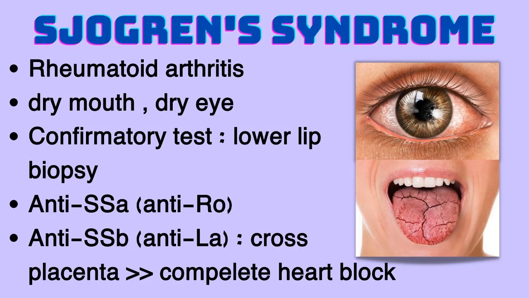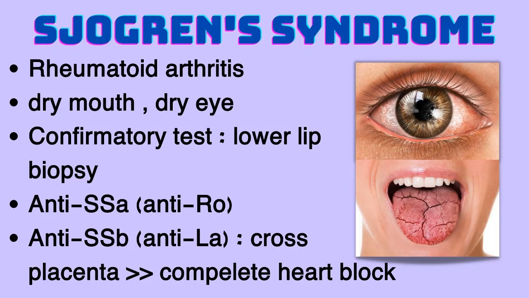I just couldn't believe it. They have another name for them now. Anti-SSA is anti-Ro, and anti-SSB is called La, and that came after the Sound of Music movie. So, a small female deer, La, so they decided, let's change SSA to anti-Ro, and then SSB to anti-La.